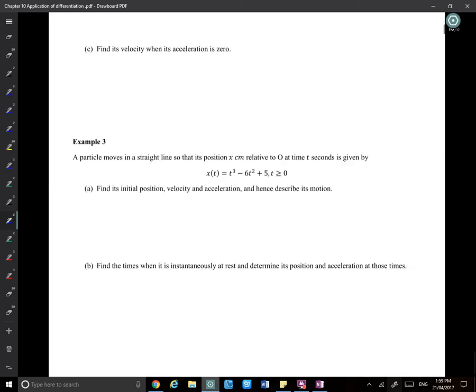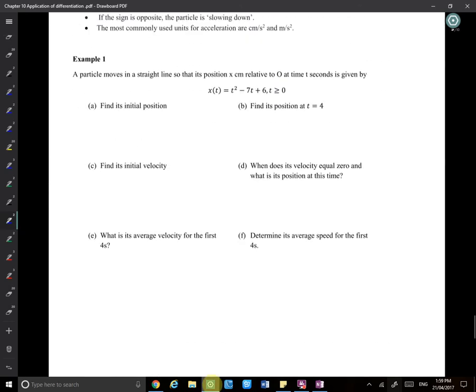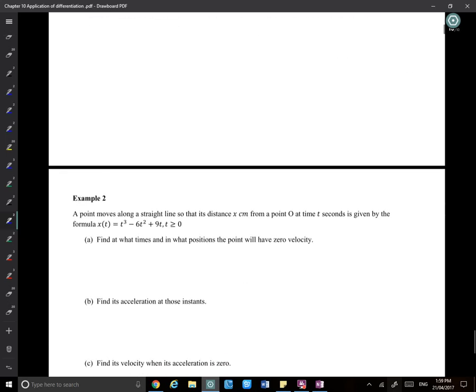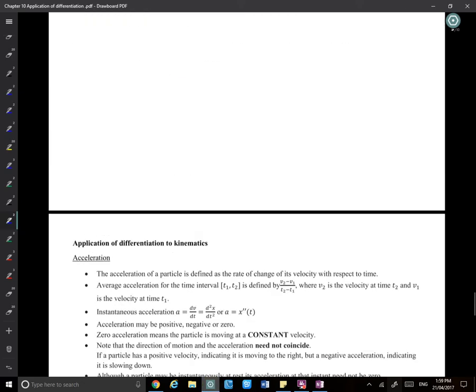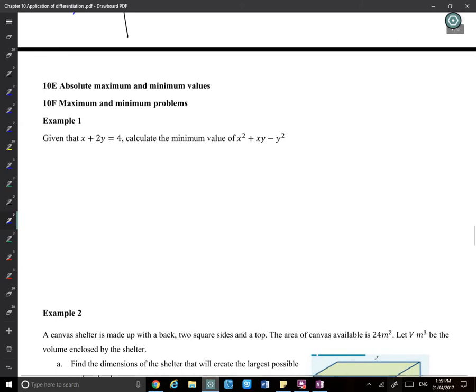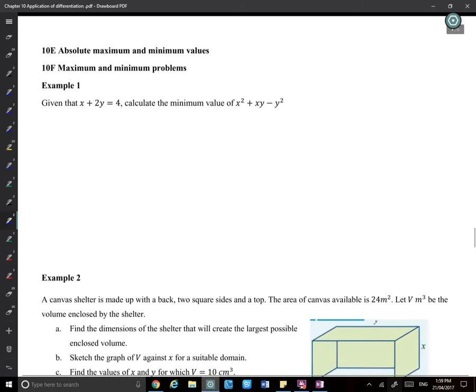Well, in my notes, I put application of differentiation to kinematics, the velocity and acceleration thing. I'll go through a little bit. But that's not all of it. Antiderivatives also play an important role here. So it's half of this. But let's have a look at the absolute maximum and minimum values and the maximum and minimum problems.